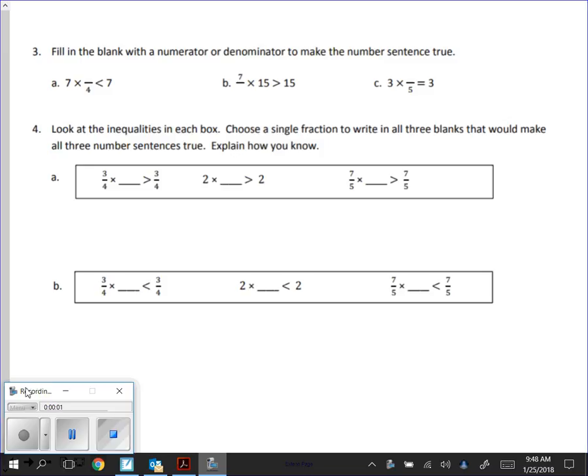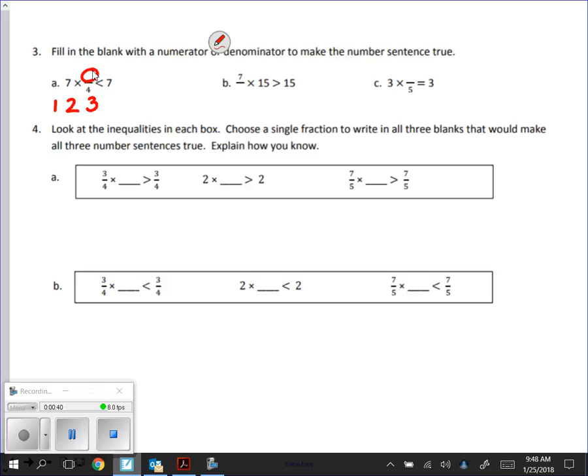Okay. So with number 4, what we had said yesterday was to fill in the blank with a numerator or denominator to make the number sentence true. And we said that 7 times something to make 7 less than 7. Well, then this numerator could be 1, 2, or 3, because this fraction needs to be less than 1. It needs to be something less than 1.